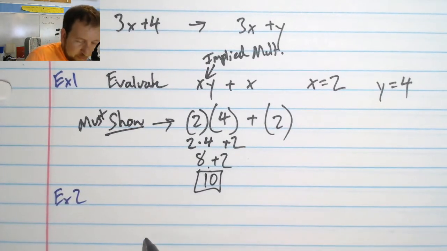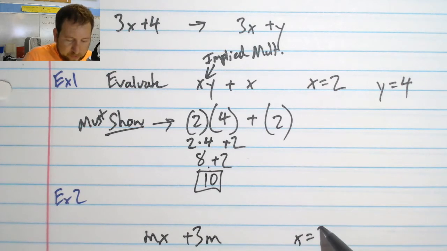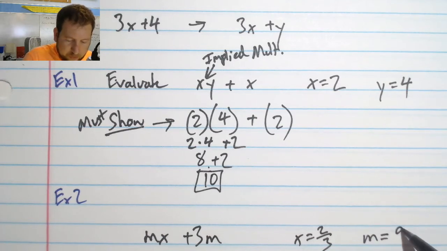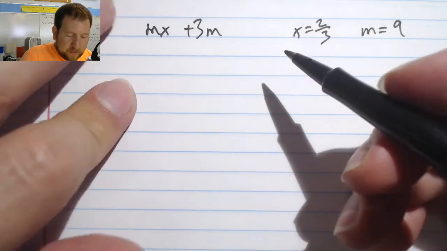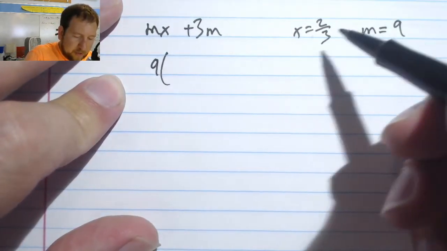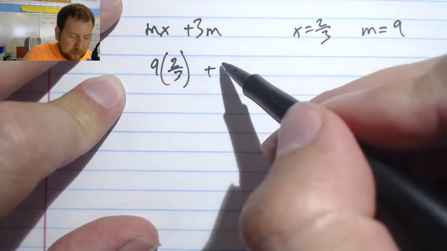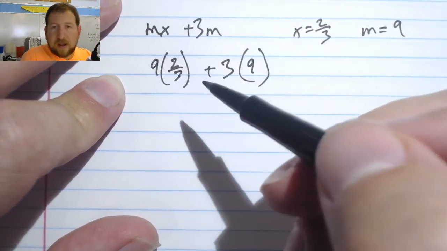Okay, let's take a look at this one. This one says mx plus 3m, x equals 2/3, m equals 9. Let me move it up so we can see. All right, I'm going to substitute in just like normal. m is 9. 9 times x. x is 2/3, plus 3m. 3, m is 9. All right, 9 times 2/3.